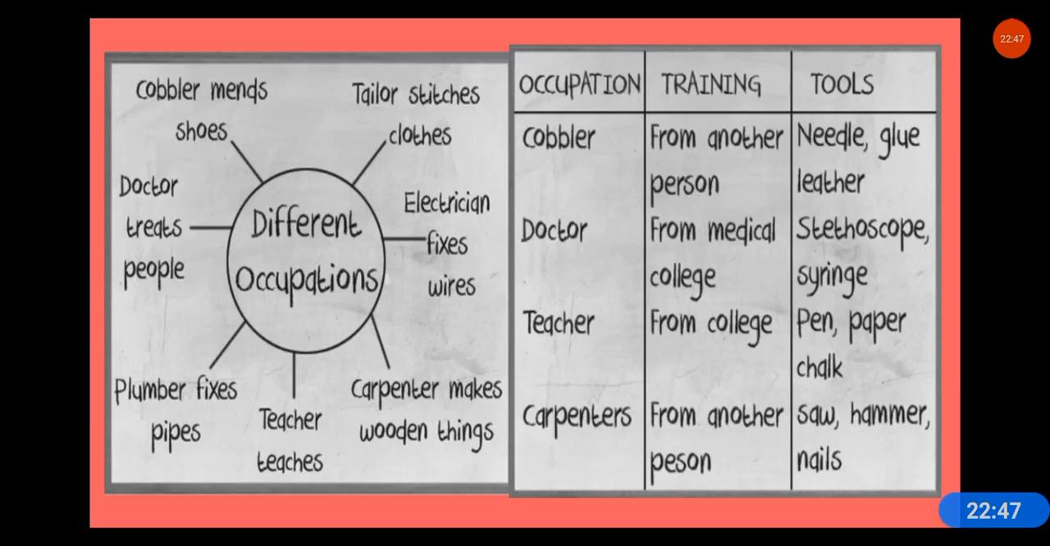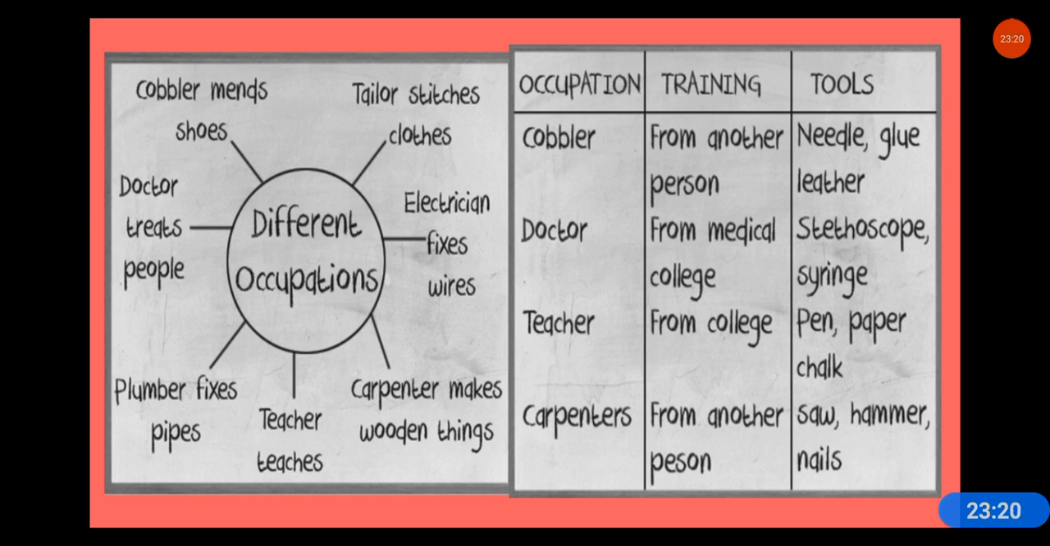Chapter 7, different occupations. There are different types of occupations such as cobbler, who mends shoes, tailor stitches cloth, electrician fixes wires, carpenter makes wooden things, teacher teaches us, plumber fixes the pipe, doctor treats sick people, right? So occupation and training and tools. What are the occupations and what is the training? Where do they get training and what are the tools they use?